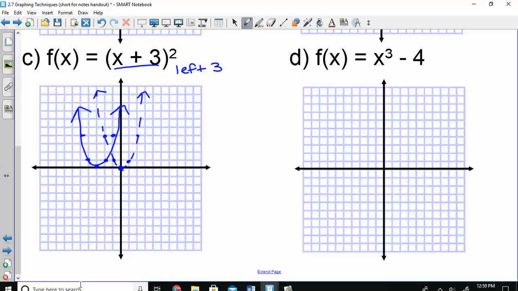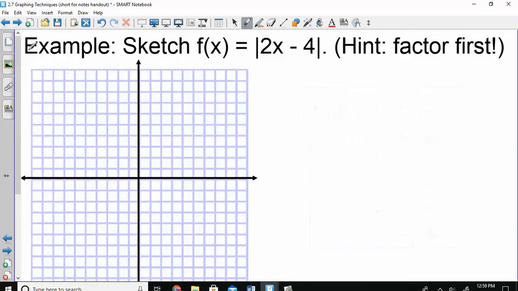Do we need more of the left, right, up and down examples? I want to just start looking at some that have a combination. Every example we've done so far only has one thing that we're doing at a time. Let's take a look at this example. This problem, we have some options.